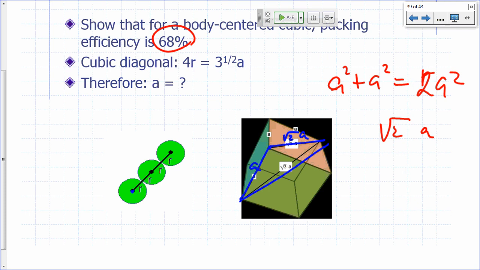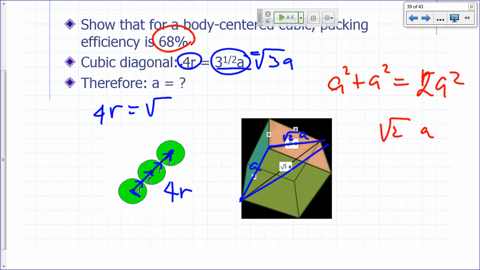So this is one corner and this is the other corner. Well, that's the radius of one atom. That's the radius of the second atom. That's the radius of the third atom. So that's 4r right there across the diagonal. So that 4r is square root of 3a. Okay, this is square root of 3 times a. So 4r is square root of 3 times a.